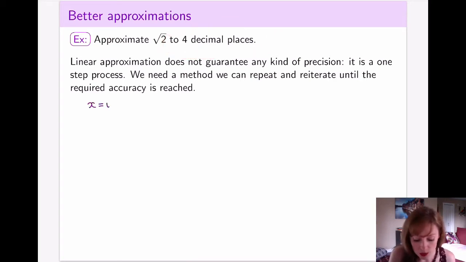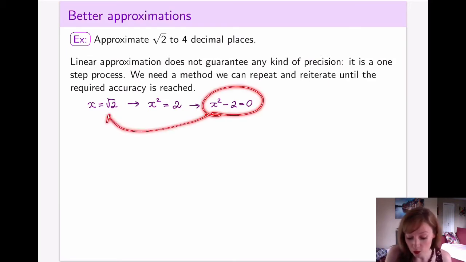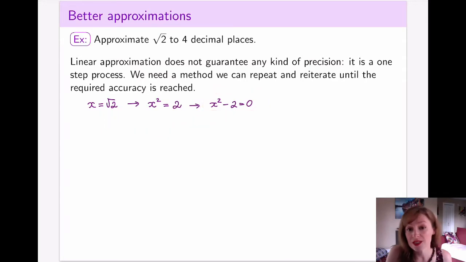First, I'm going to turn what I would like to approximate into a function to work with. So I start off with x being square root of 2, which is the thing that I'm after here. I'm going to square both sides in order to get rid of square roots, and then I'm going to move everything over to the left in order to get an equation. So this is now a polynomial equation where x being square root of 2 is actually a solution to this equation.